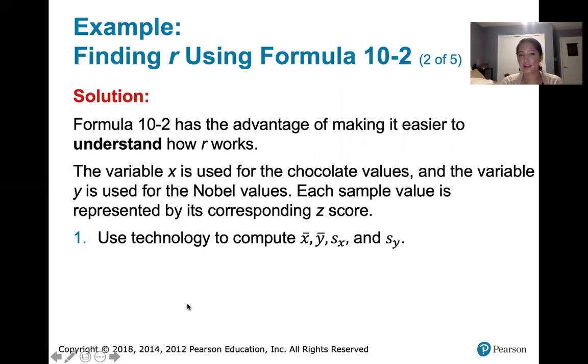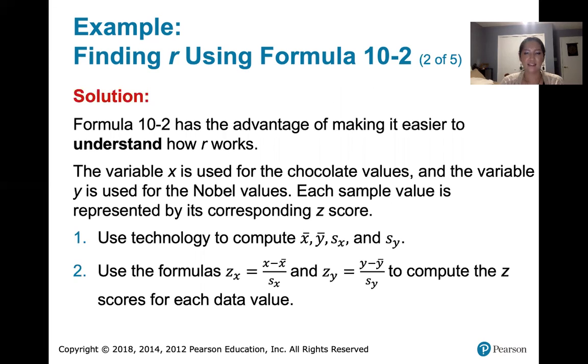First, we're going to use technology to compute the mean of the x values, the mean of the y values, the sample standard deviation for the x values, and the sample standard deviation for the y values. Once we do that, we're going to use these formulas to compute the corresponding z-scores for the x's and y's for each value on our list. Then we're going to multiply those together, add them together, and then divide by 1 less than the sample size.